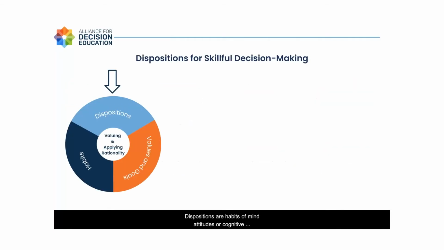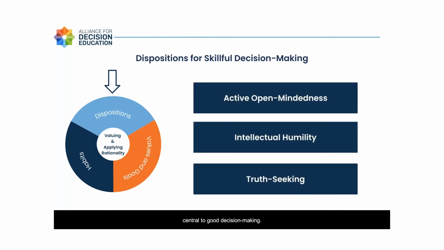Dispositions are habits of mind, attitudes, or cognitive tendencies that, with practice, can become habitual so that we employ them naturally and automatically. In this video, we will address 3 dispositions that are central to good decision-making: active open-mindedness, intellectual humility, and truth-seeking. Let's start with active open-mindedness.